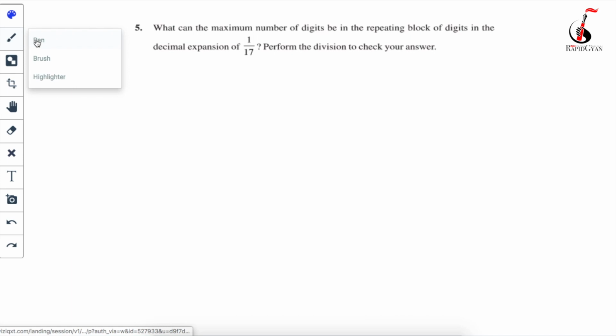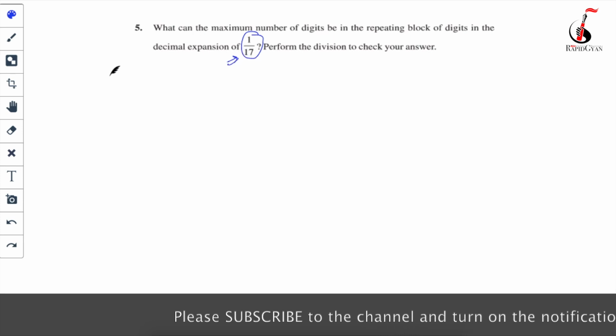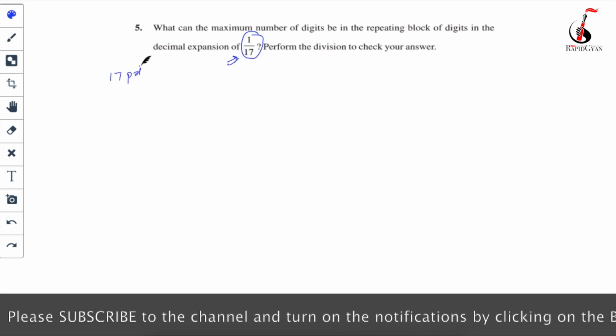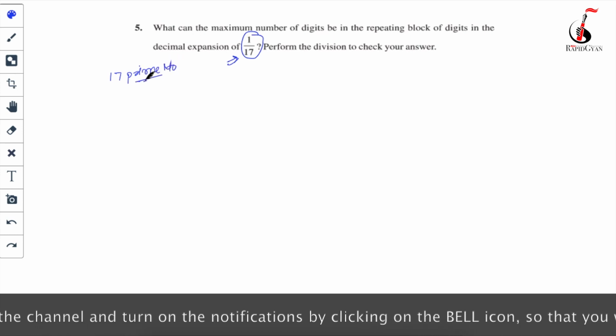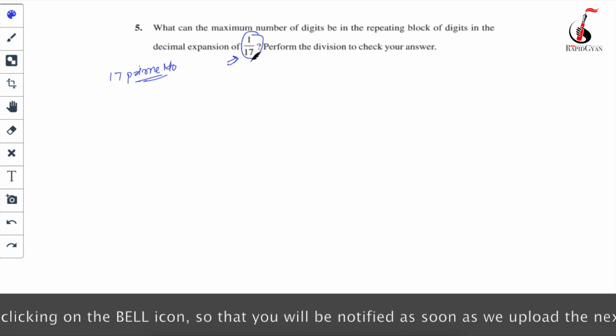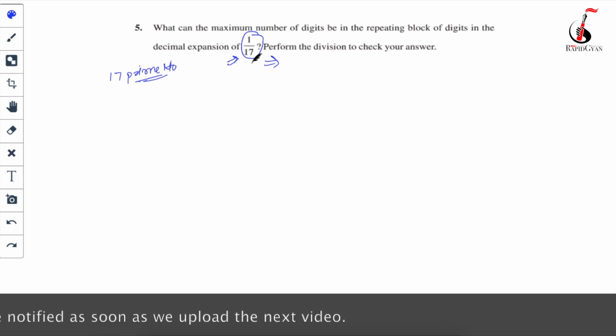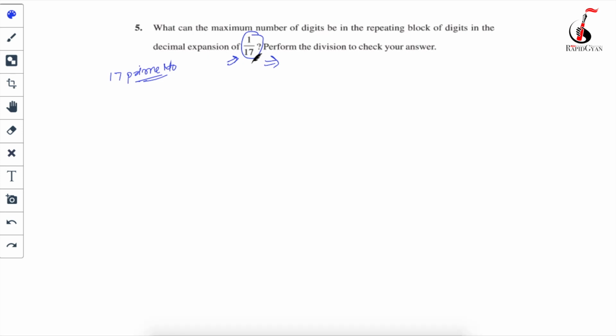So your question is saying that we know this is 1 by 17. So what is in the denominator? In the denominator is a prime number. 17 is a prime number, beta. So whenever we divide any number by a prime number, especially if that number is not completely divisible by 17 itself, we will always get a non-terminating and repeating decimal.